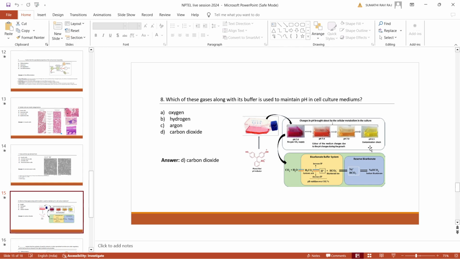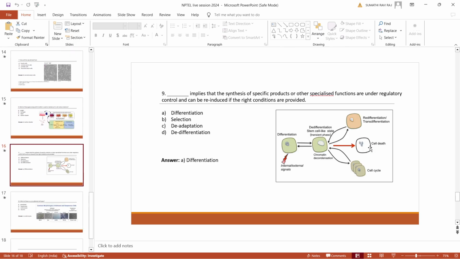Next is, what implies that the synthesis of specific products or other specialized functions are under regulatory control and can be reinduced if the right conditions are provided? This is differentiation. Like I said, it implies that the synthesis of specific products or other specialized functions are under regulatory control, and if the right conditions are provided, it can be reinduced to become a stem cell like cell. So this is differentiation.